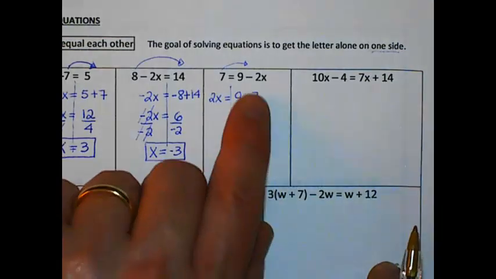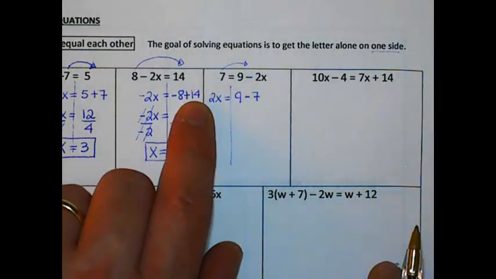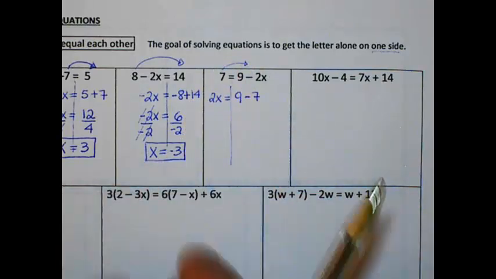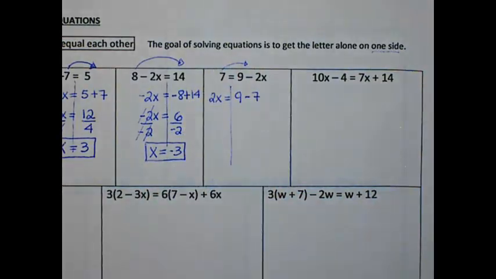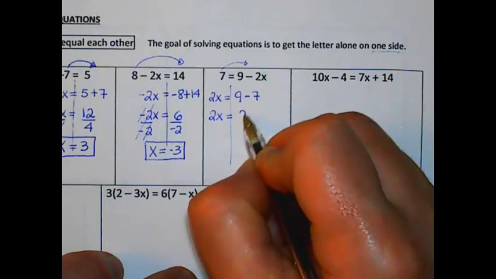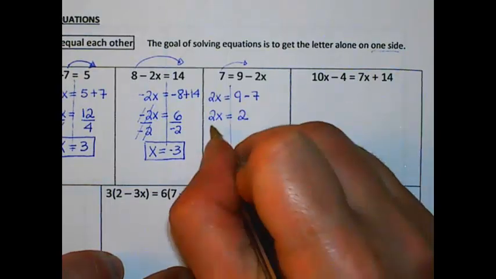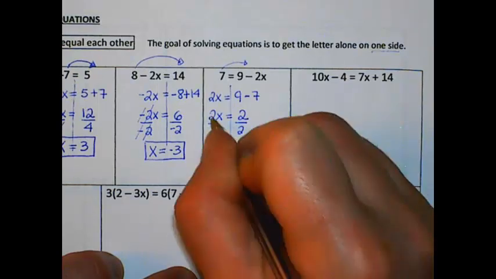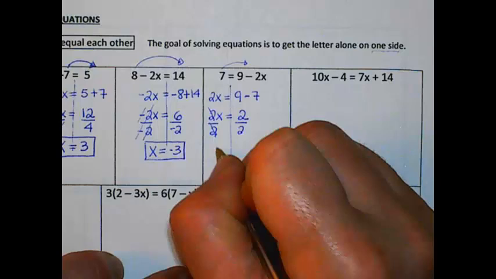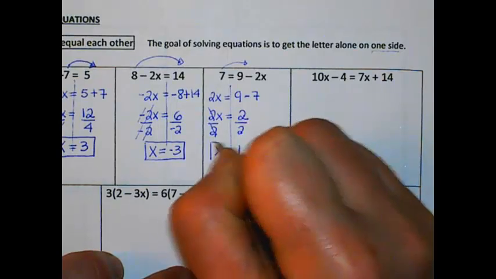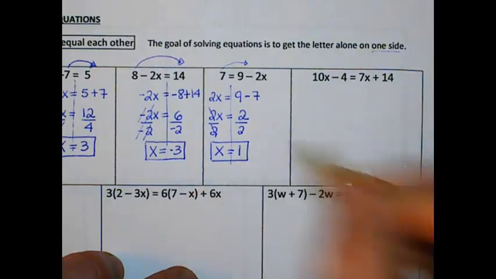See? I move the negative 2x to the other side, so it becomes positive 2x. I move the 7 to the other side. So I'm kind of rearranging the numbers so they will be the way I like it. Okay? So now I have 2x on this side. 9 minus 7 is 2. Now I'm going to divide both sides by 2. So these 2 cancel. I'm left with x. And 2 divided by 2 is 1. And there we go.